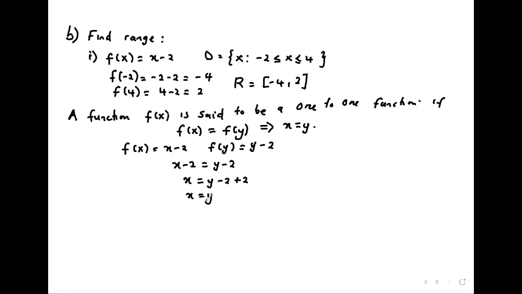Since we started with f of x is equal to f of y and ended with x is equal to y, it means that f of x is a one-to-one function. That's how you check.